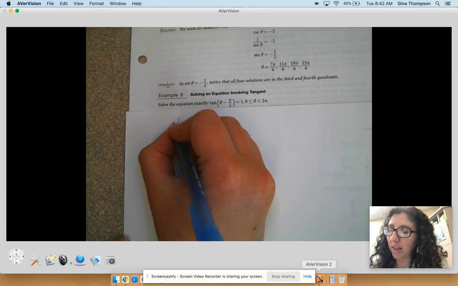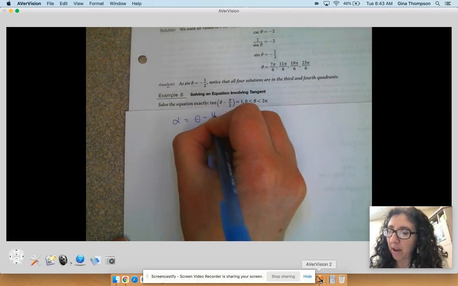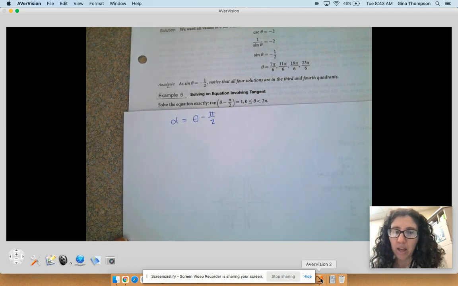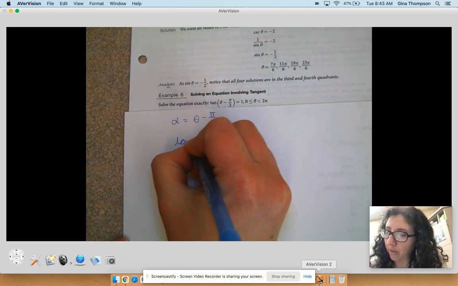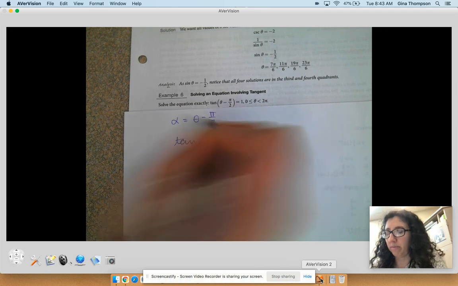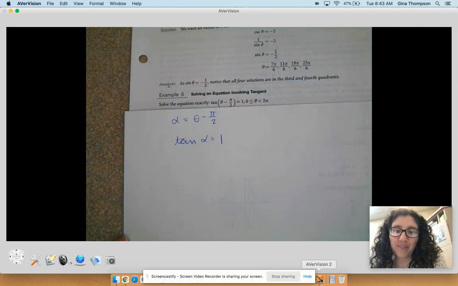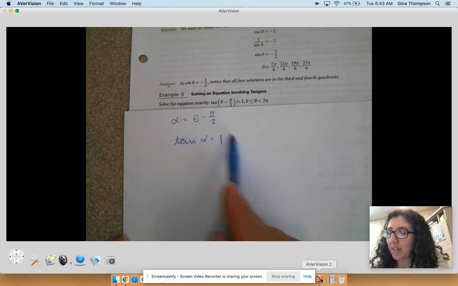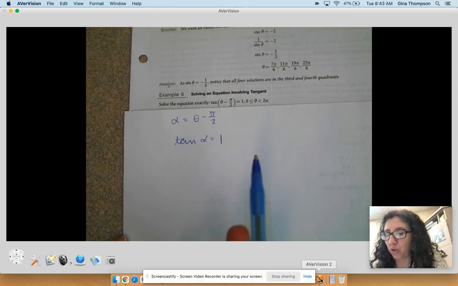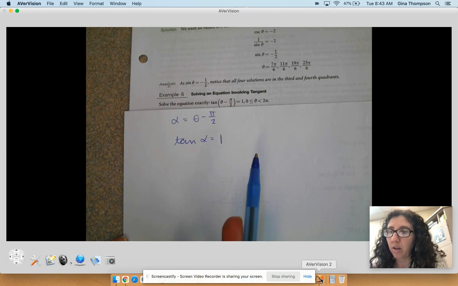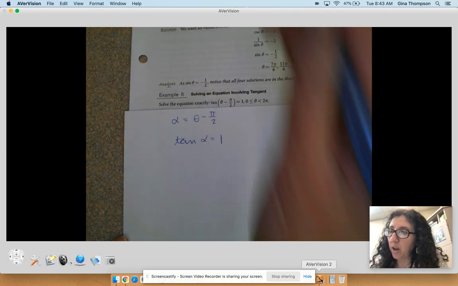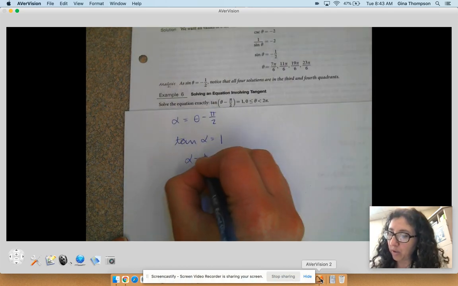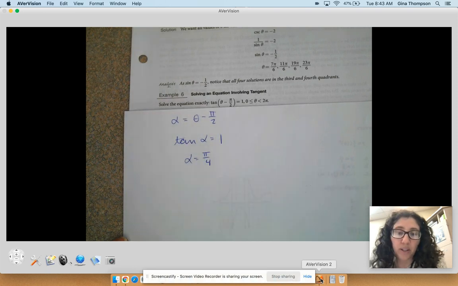And let's just say, okay, I'm going to let alpha equal theta minus pi halves, okay? And I'm just going to write this as tangent of alpha equals 1, okay? I'm ignoring the situation. I'm masking the situation. All right, so now I say, okay, well, what values are going to make this true? Tangent of alpha equals 1. Well, tangent of alpha equals 1 if alpha equals pi fourths, right? Tangent of pi fourths equals 1.